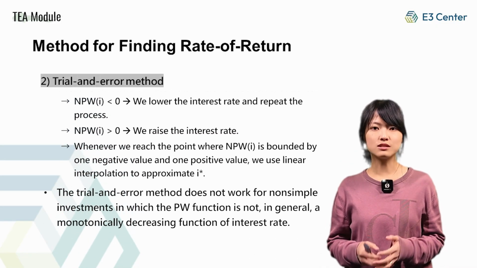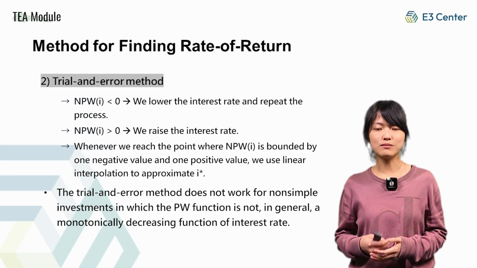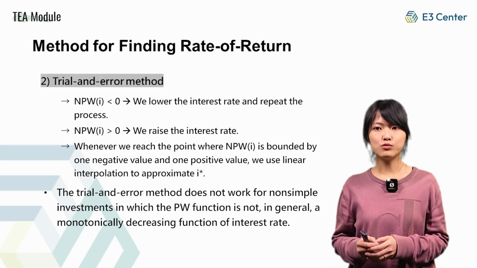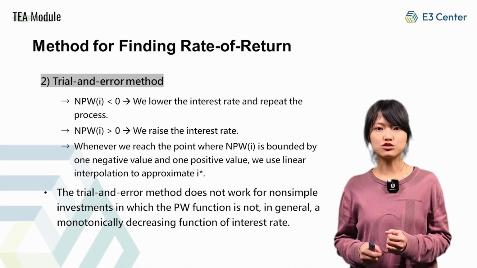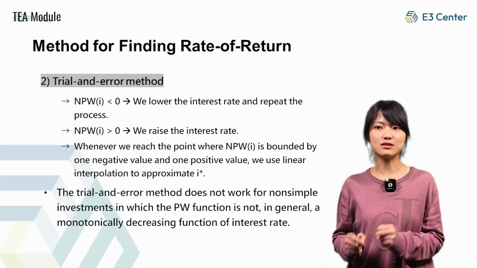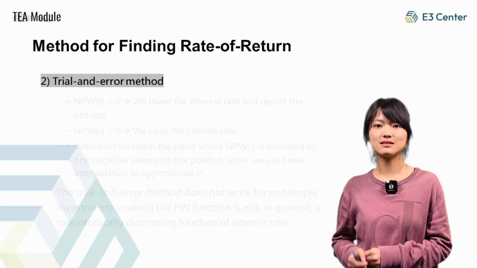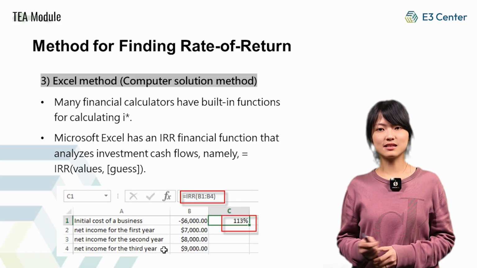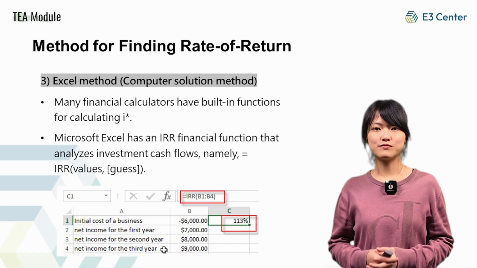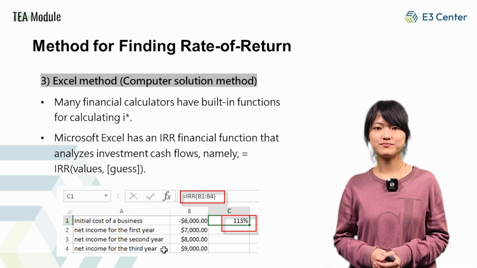It is important to note that the trial and error method is not suitable for non-simple investments, where the present worth function does not generally decrease monotonically with increasing interest rate. For the third one, the Excel method, which is a modern and highly efficient method for calculating the rate of return.